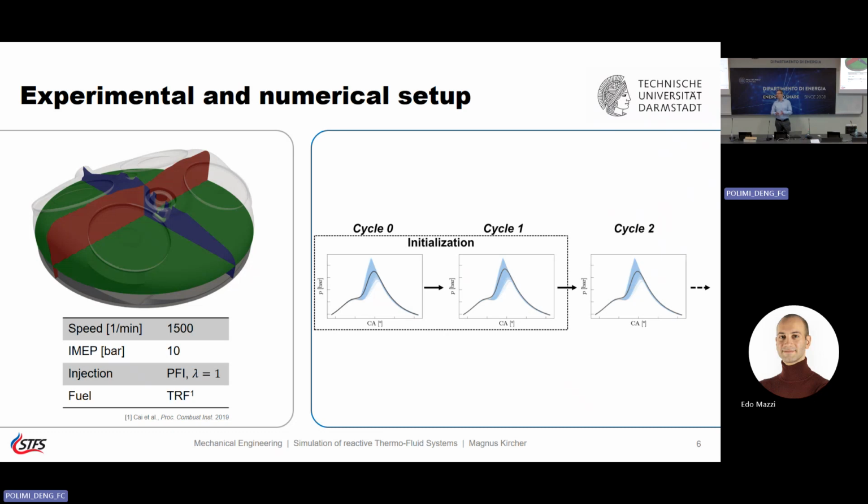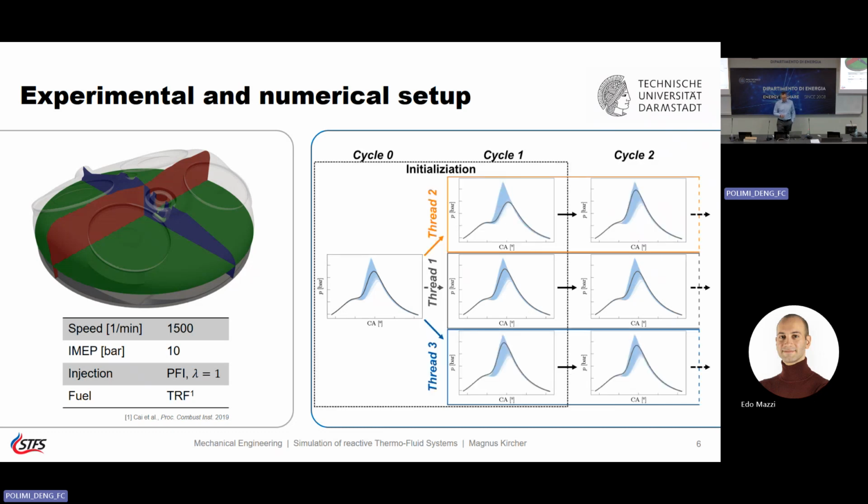And from there on, we just run subsequent cycles and dispose the first two to be sure that we don't have any errors due to initialization. And then to reduce the overall turnaround time, I do this in 3 different threads. And using this methodology in the subsequent talk, I have 18 LES combustion cycles available for further analysis.